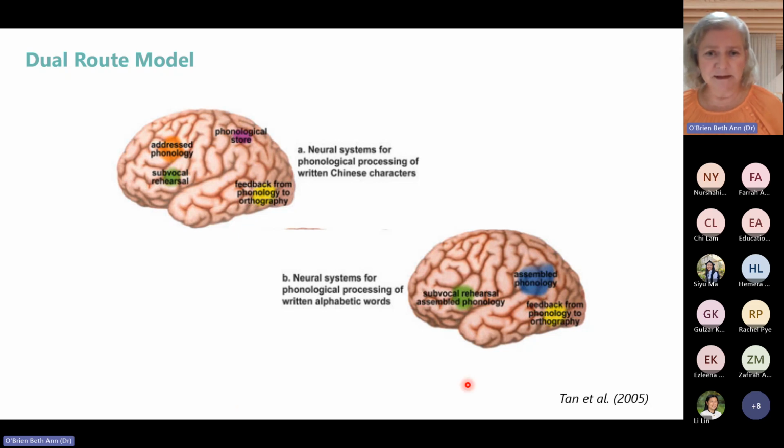summaries in meta-analyses. This was done by Tan et al., and they found that there were neural systems for phonological processing for Chinese characters. It takes place in more frontal areas, whereas for reading alphabetic scripts, it takes place more in the traditional dorsal area around the temporal parietal areas. So there were, of course, some nuances to the findings, but overall it looked like there's a similar pattern where there are different areas of activation depending on which script the person was reading.